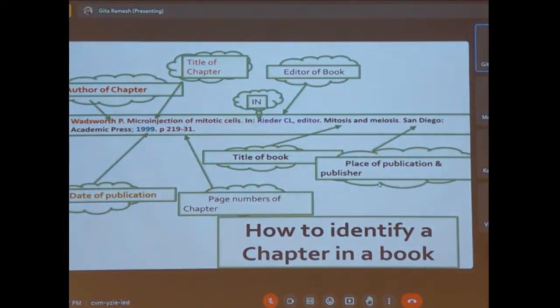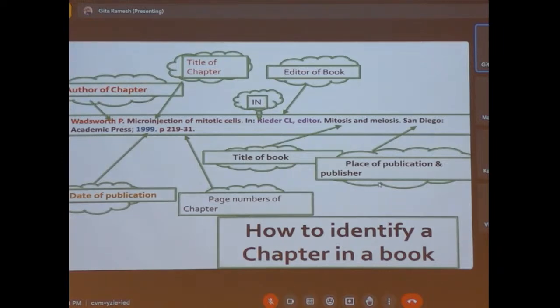This is a diagrammatical representation of how you do it, from where you will take the author of the chapter, title of the chapter, the editor of the book, then the title of the book, the place of publication, the page numbers, and the date of publication. All this you will take and you can write it, and this is how it will look.